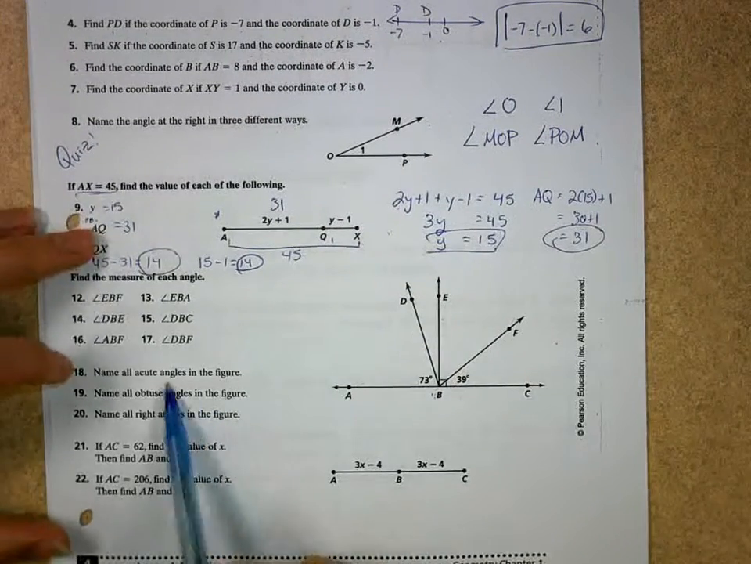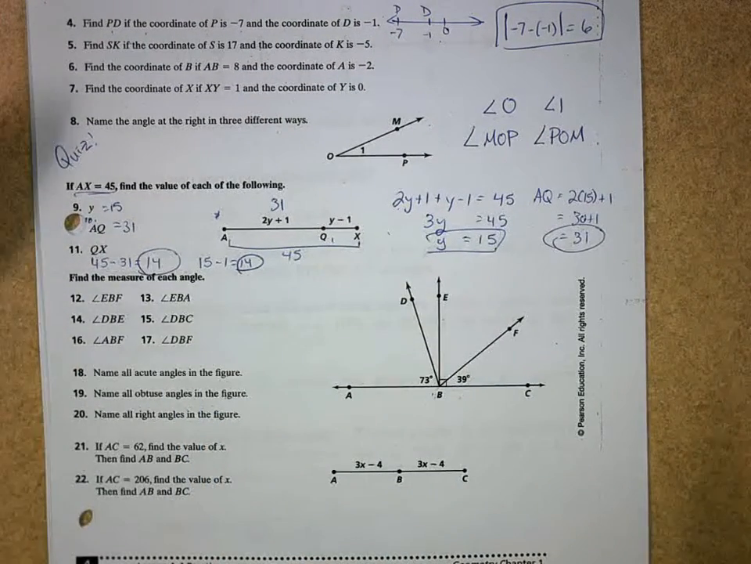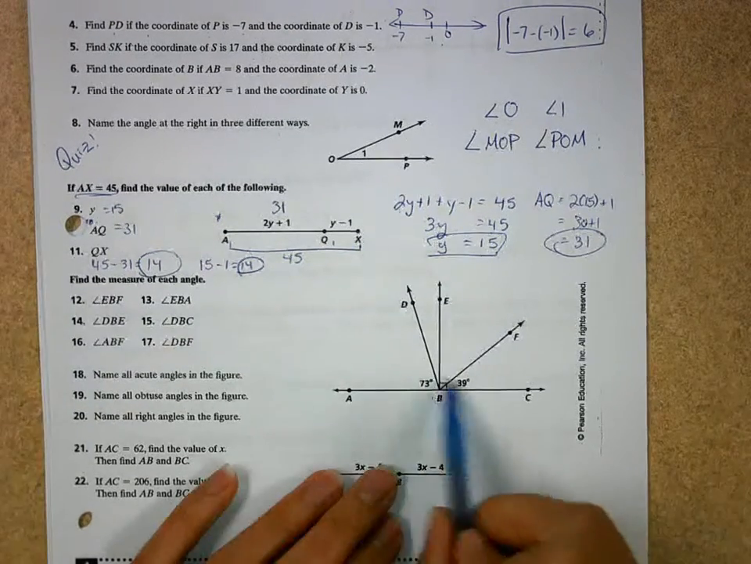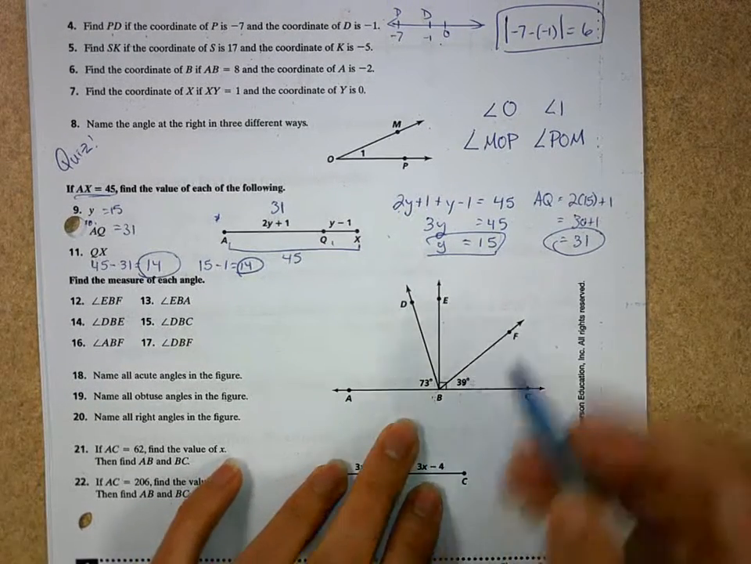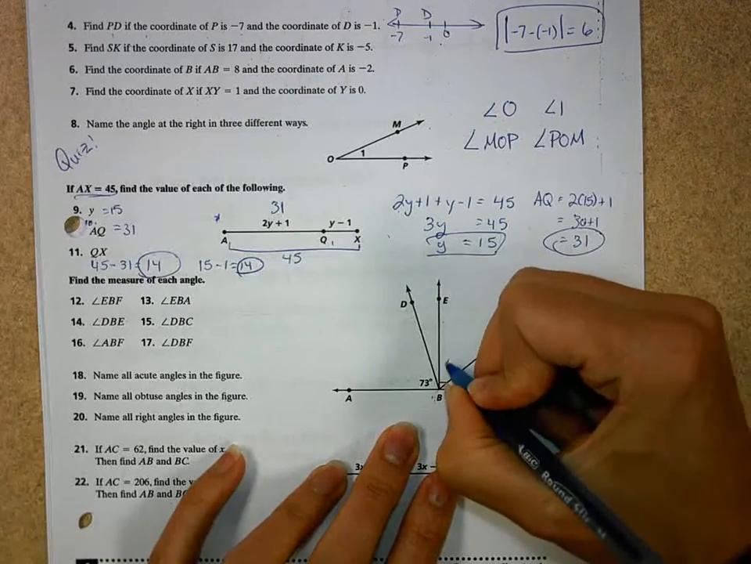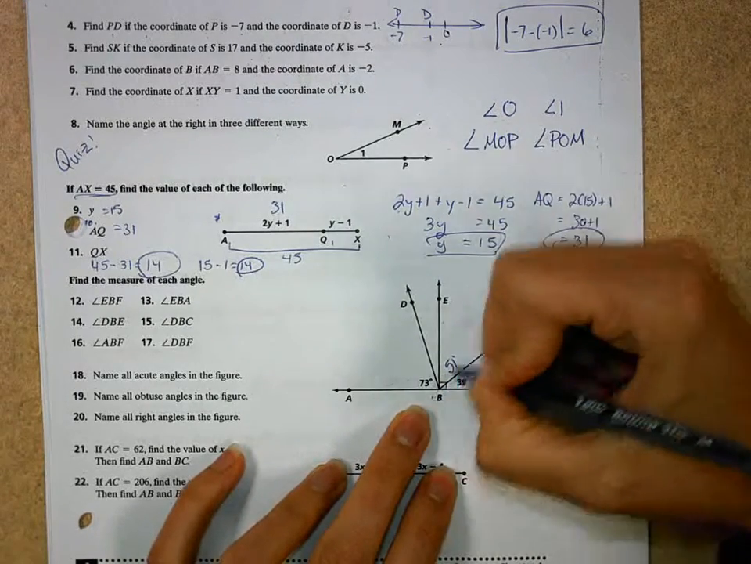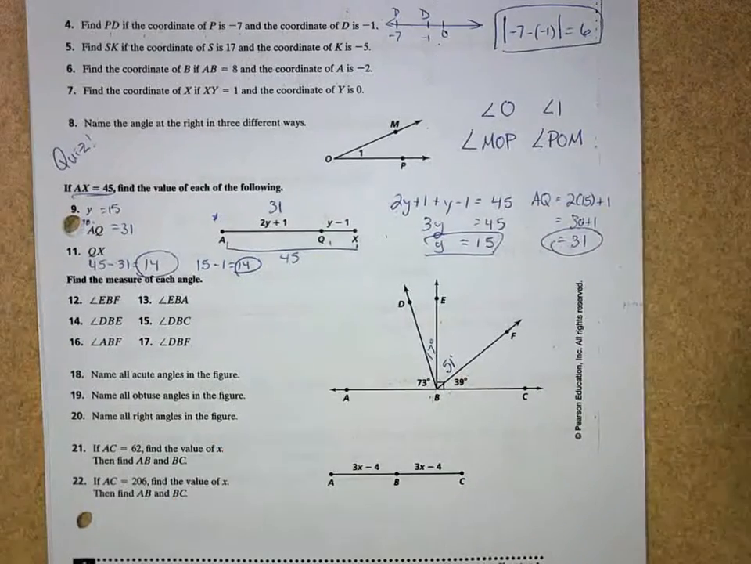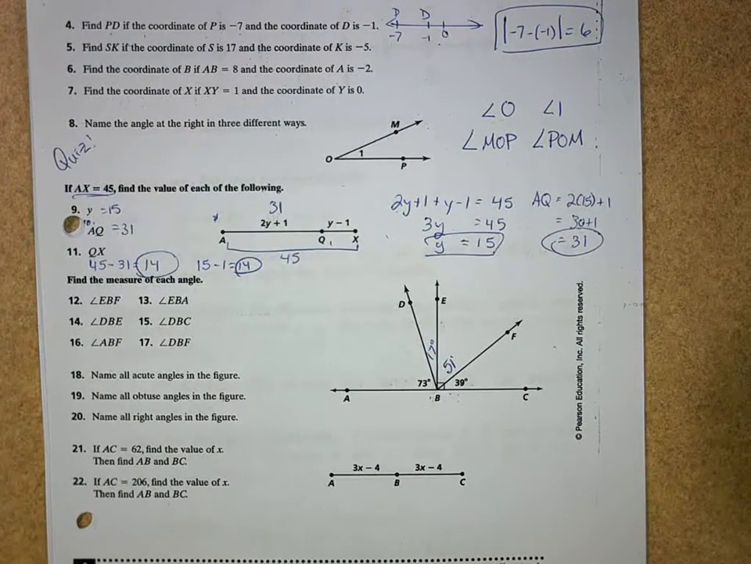So for instance, it says name all the acute angles. So I want every angle that's going to be less than 90 degrees. Now here's the thing I'd do. I'd actually solve for this real quick first. I know that's 90. That gives me 51 degrees. This is 73. That's 17 degrees. So that's a little bit helpful on that one.